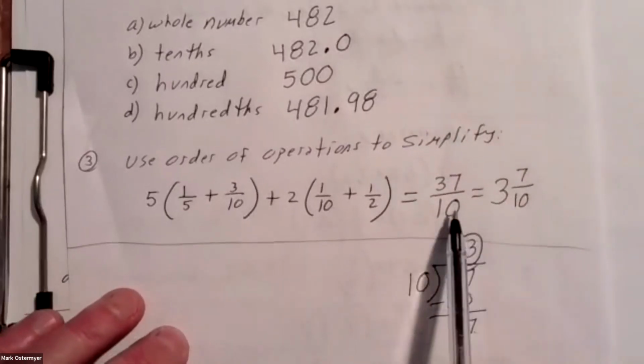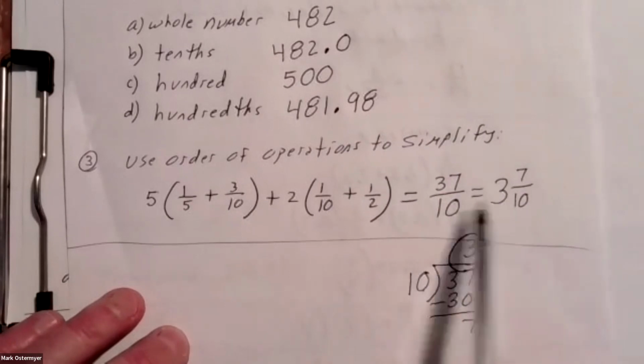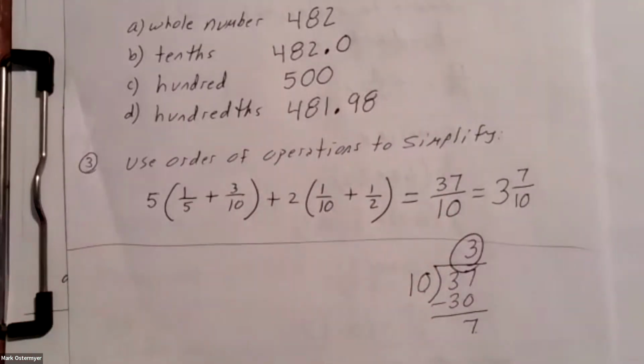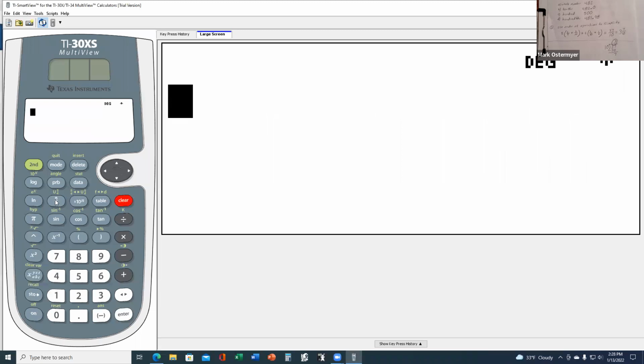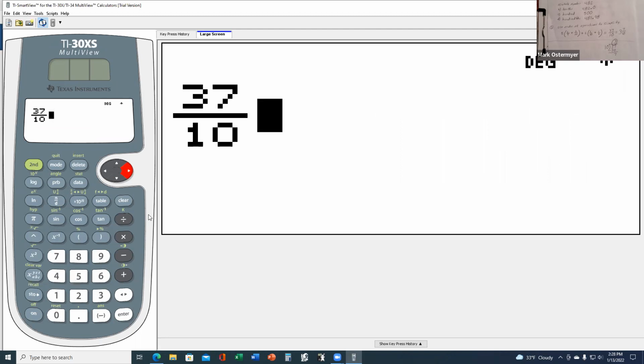Your calculator can toggle back and forth between improper fraction and mixed number too. I don't think I've shown you that. I can show you that real quickly, how you can go back and forth between improper fraction and mixed number, instead of doing it manually. So let me show you how, like 37 tenths here, on your calculator. I'm going to type in 37 tenths. And now it's very easy to go back and forth between mixed number and improper fraction.